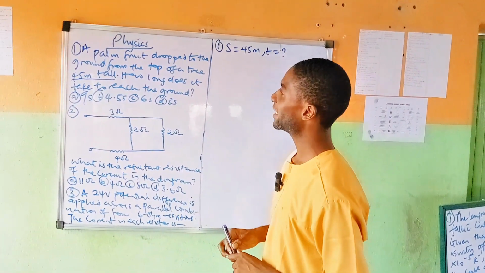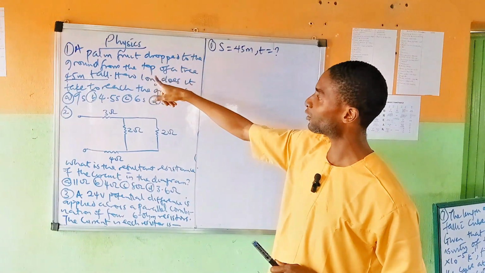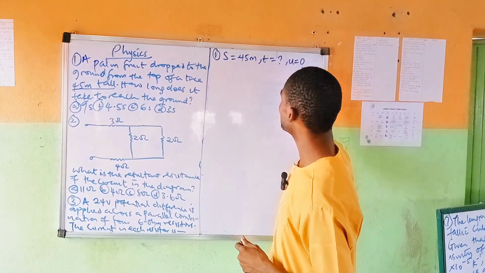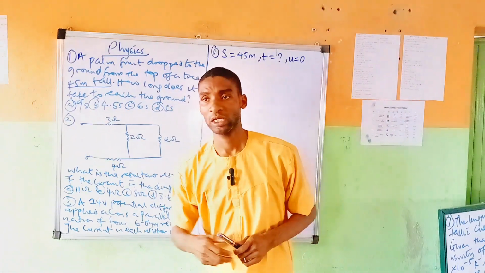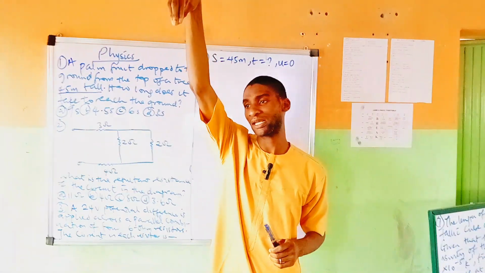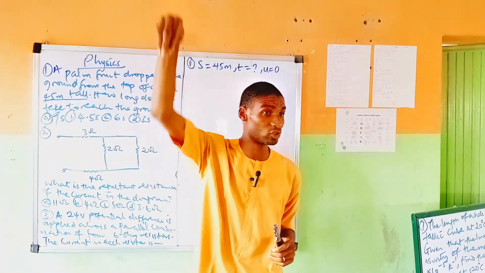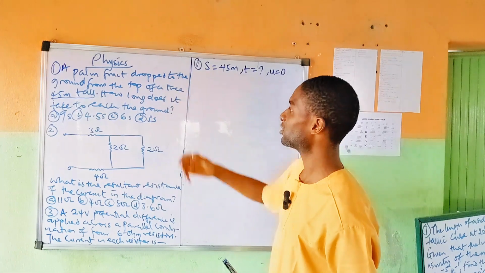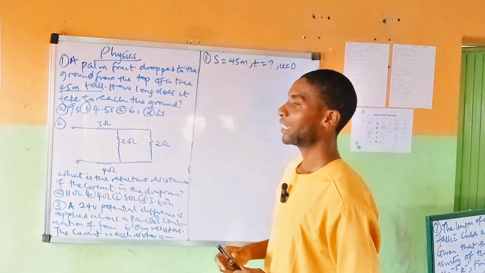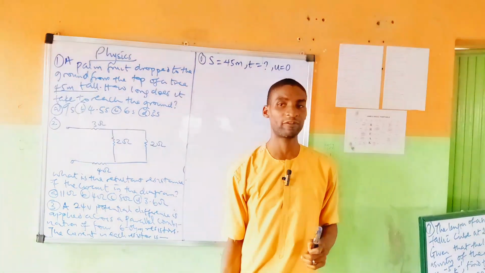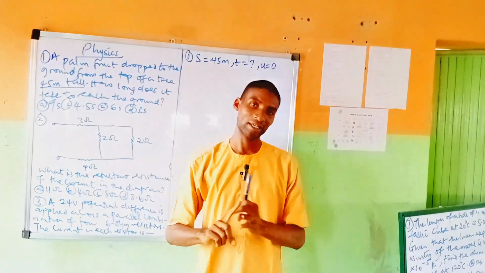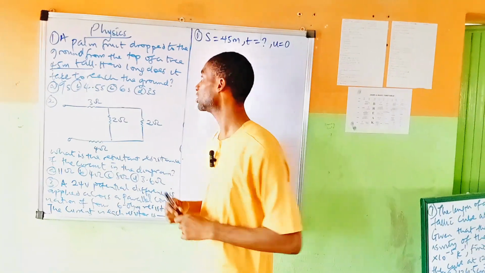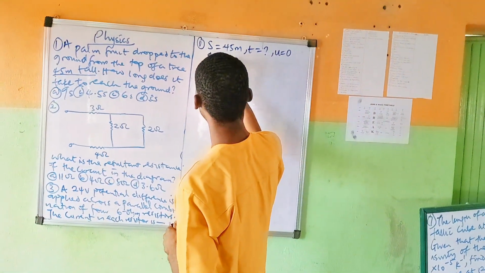The time is unknown. A palm fruit dropped to the ground from the top of the tree, and that means our initial velocity is going to be 0, because the palm fruit was at rest before it eventually dropped. Alright? So that means the initial velocity is 0. And the question says, how long does it take to reach the ground? And anytime an object is moving vertically, just know that your g will be involved, which is the acceleration due to gravity, g. So our g is going to be equal to 10.